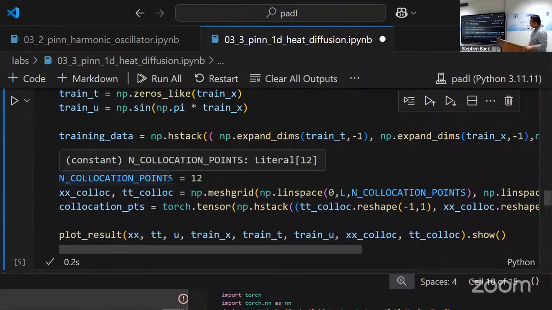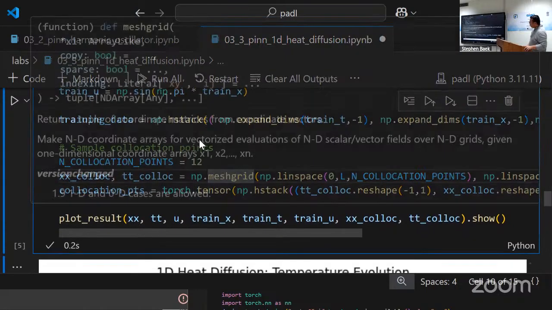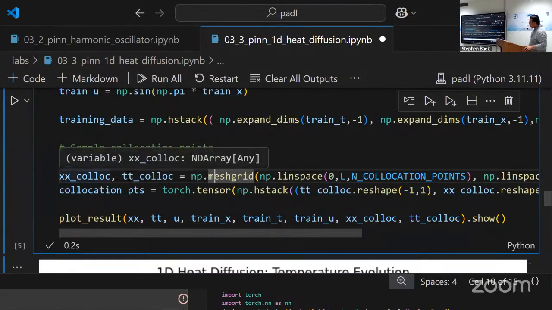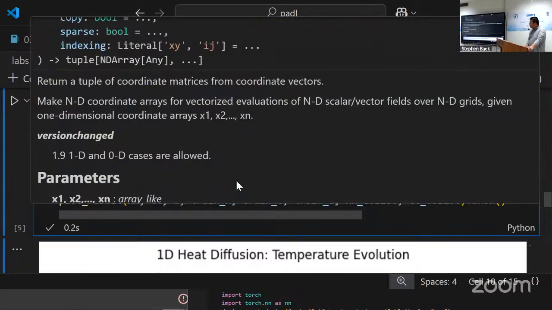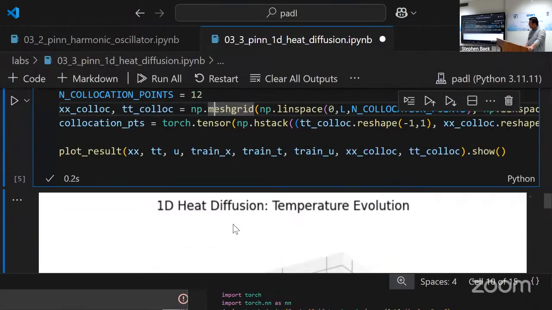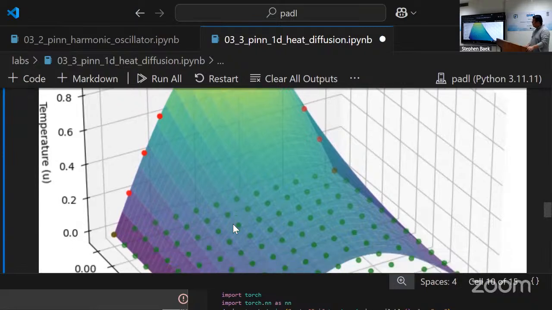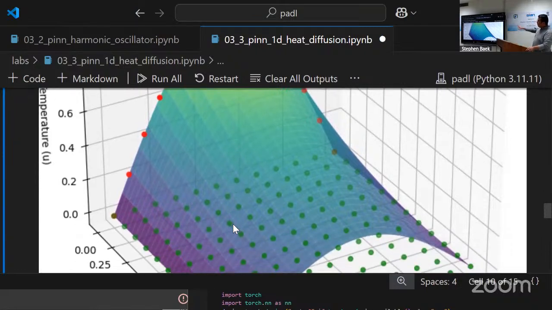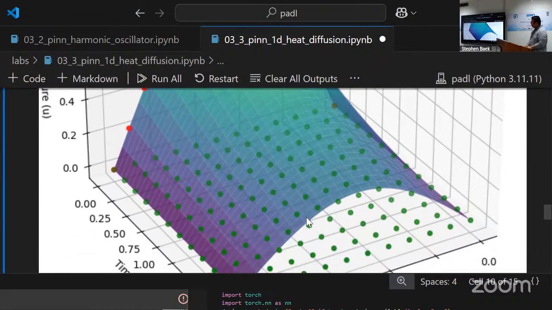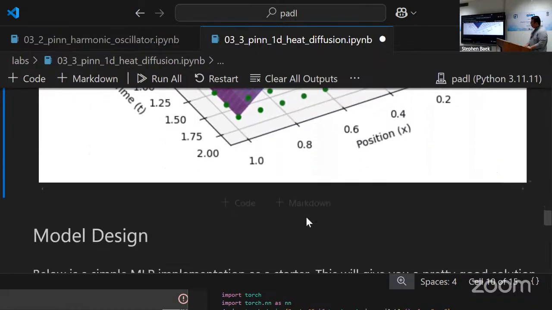For the collocation points, we're going to sample a 12 by 12 grid. So 12 in the direction of time, and 12 in the direction of x is what we're sampling. And as a result, this is kind of what we're getting. Up to this point, nothing terribly difficult to understand. It's really just Python code to sample the data and whatnot.